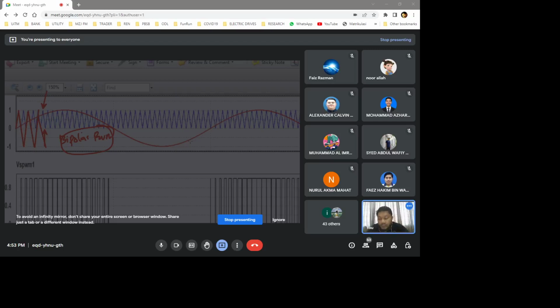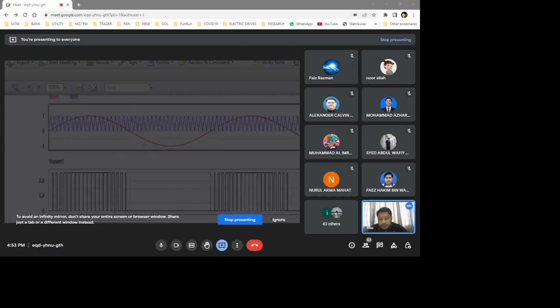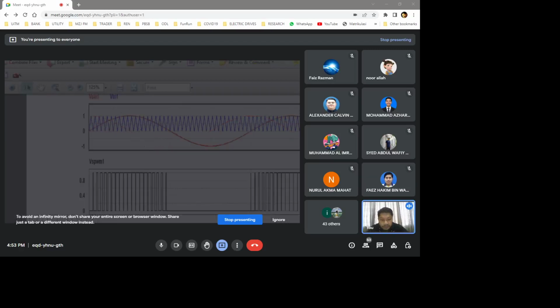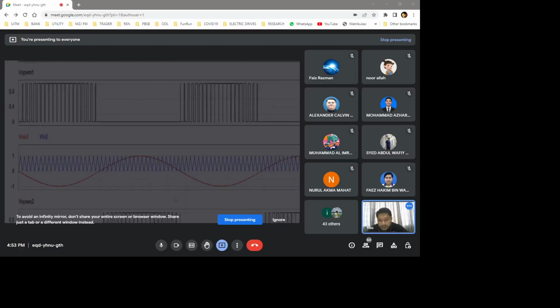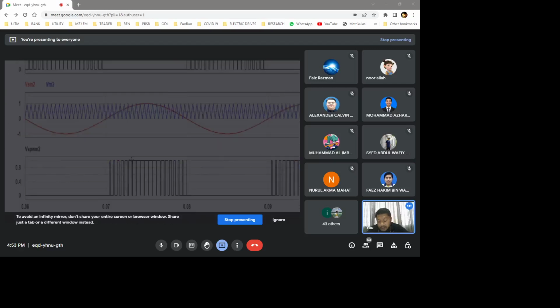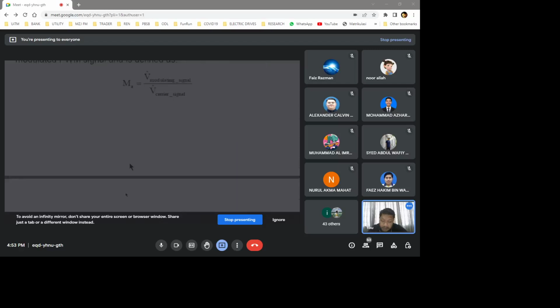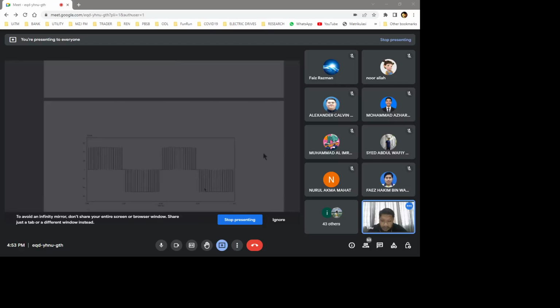Okay, so today is just an overview. This is the summation. Then this is the summation. The control signals for the bottom group, and finally you're going to see the output, which is that one. So that will be the output for unipolar PWM.